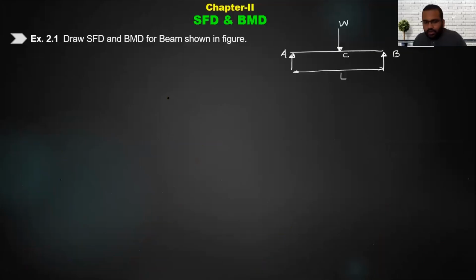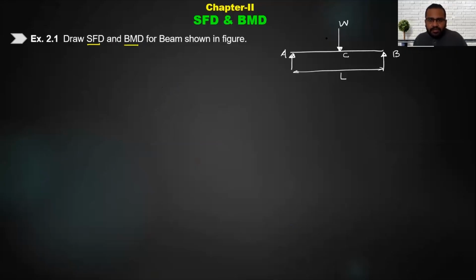So draw SFD and BMD diagram for the beam shown in figure. Whatever the beam is shown in figure, you have to draw the SFD and BMD. Now this is a simply supported beam which is supported at 2 points, at point A and at point B. So now as you can see, there is only a point load acting at central point C.